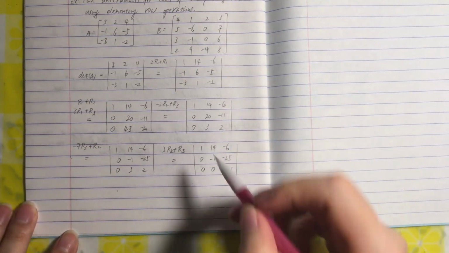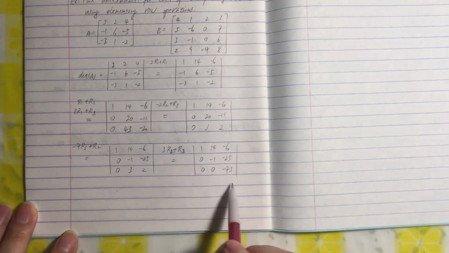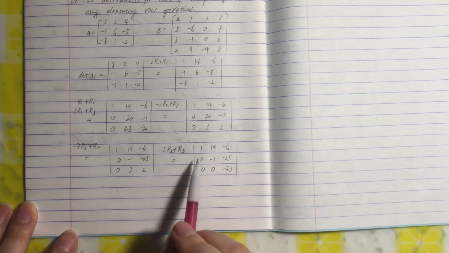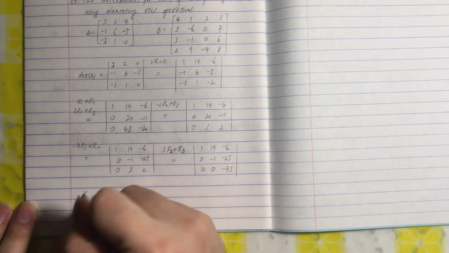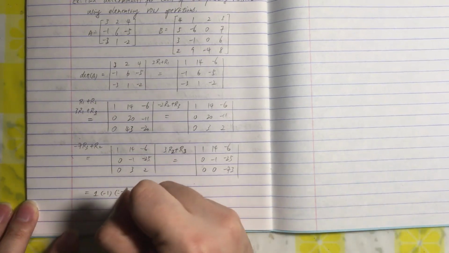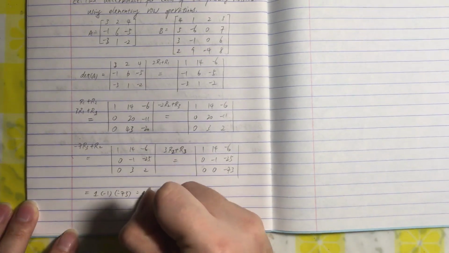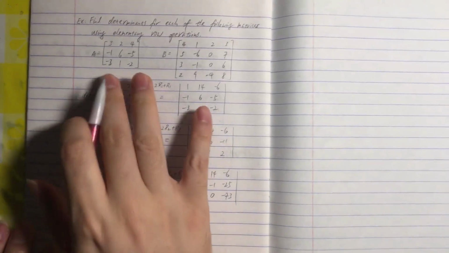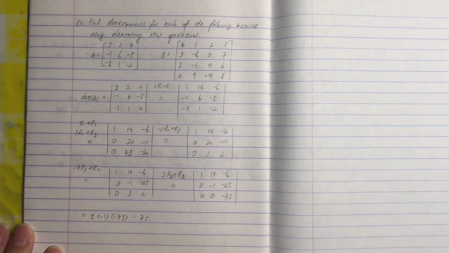Then this is an upper triangular matrix. For an upper triangular matrix, we can multiply the entries in the main diagonal. That's the determinant: 1 times -1 times -73, which is +73. That's the determinant of this matrix. Here we solve it using elementary row operations. We can also solve it using cofactor expansion. The answer will be exactly the same.